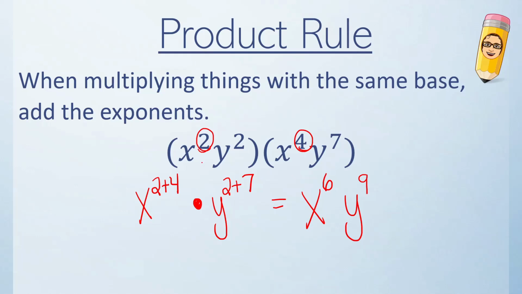Now, think about how that works. Well, x squared is an x times an x, right? And x to the fourth is x times x times x times x. Notice how many x's I have. I have 6 x's. Same thing with y's. I would have 9 y's if I wrote it all out. So by doing all that writing out, sometimes you can see why the product rule actually makes sense.